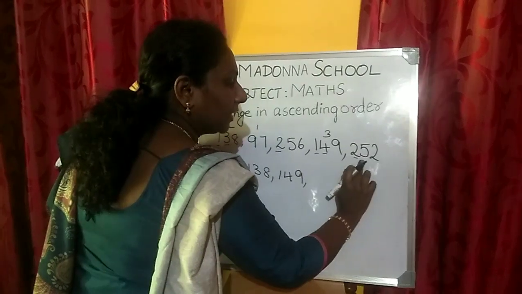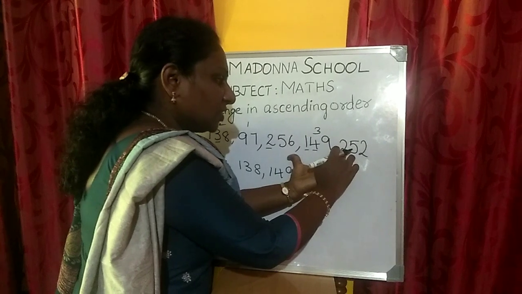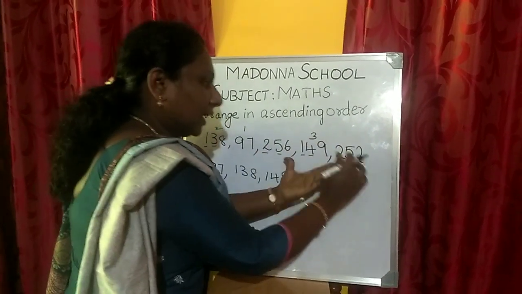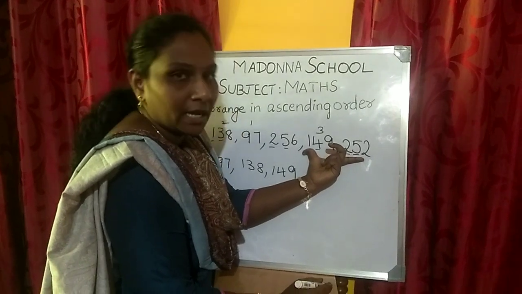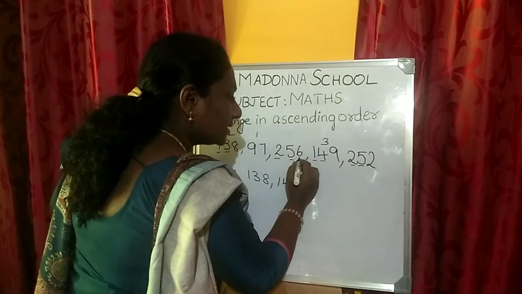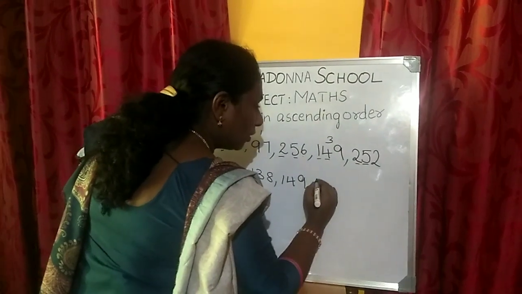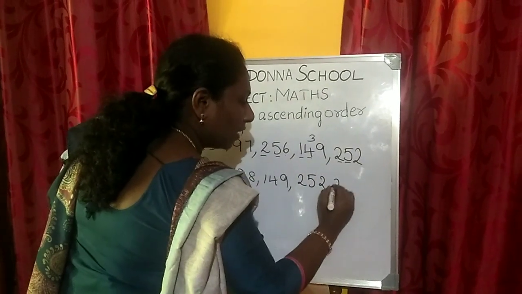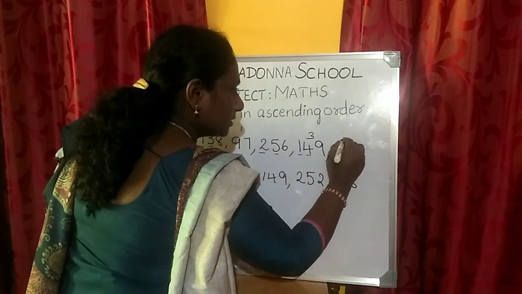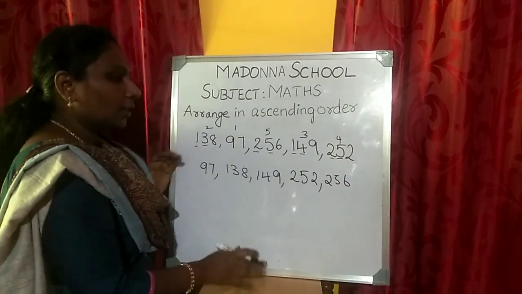So the next numbers are 256 and 252. Compare both the numbers. The first digit is the same and the second digit is also the same. Then what should you do, children? You have to compare the last digit. Okay. 6 and 2. Which is smaller, children? 2 or 6? 2. So 252. Then you should write 256.